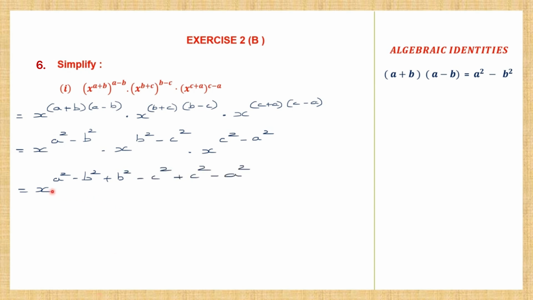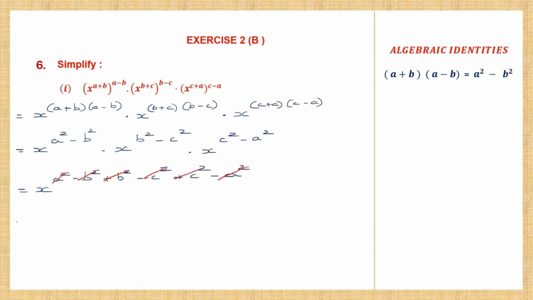Let's look for the like terms. Now here we have a square and minus a square. So a square minus a square is 0. This and this will get cancelled. Now let's look at the b. Minus b square plus b square will get cancelled. One is minus, one plus, so they get cancelled. So here it is minus c square plus c square. They also get cancelled. So what do we have left?